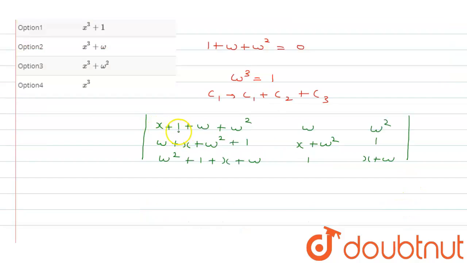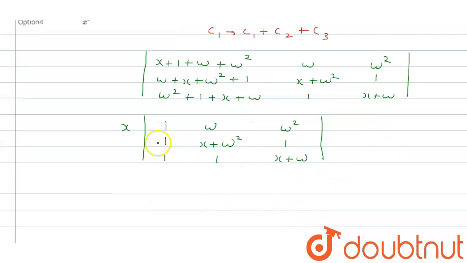Now see, here we have 1 plus omega square, 1 plus omega square, 1 plus omega square, and the value of 1 plus omega square is 0. So what we left is x, here also x, and here also x. Now I am taking x as common from column 1. Then what we got? 1, 1, 1, and here is omega, x plus omega square, 1, omega square, 1, x plus omega. Now solve this determinant x.